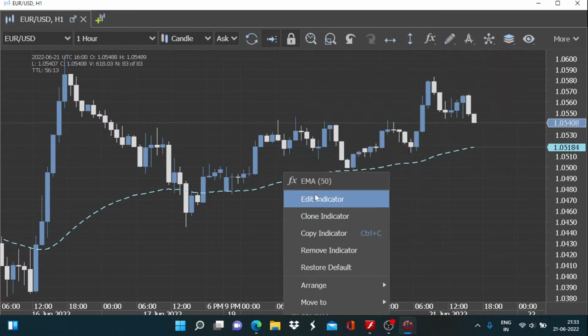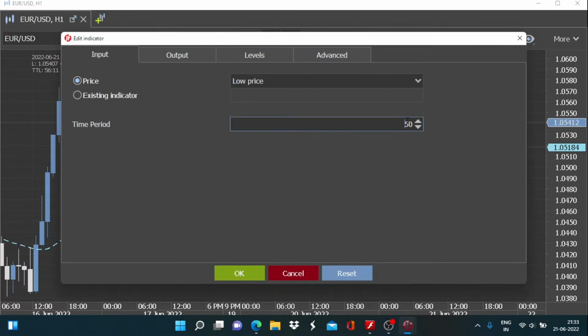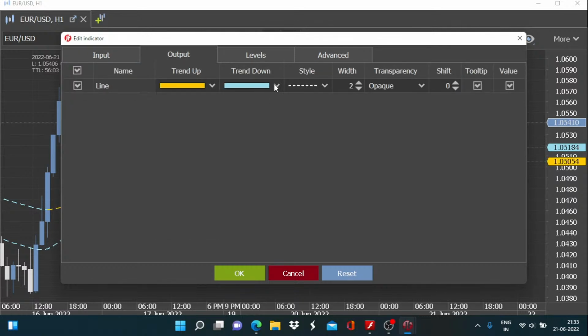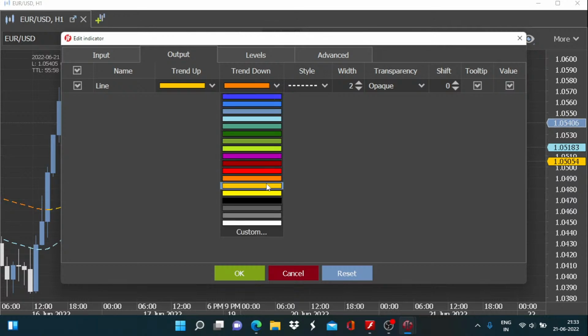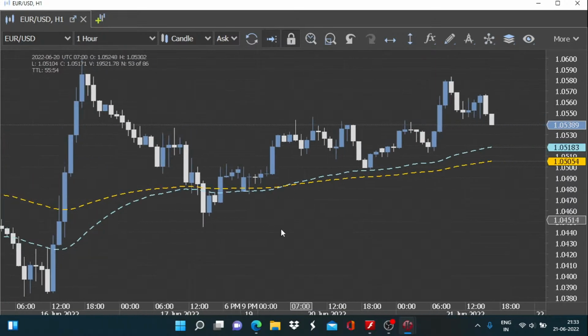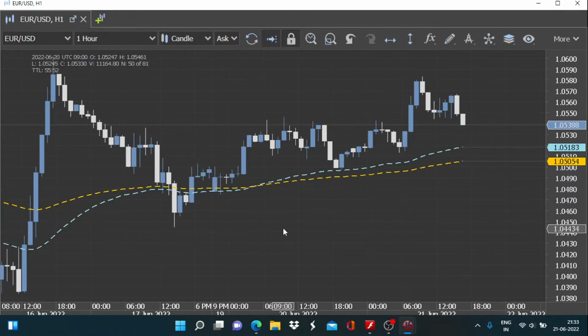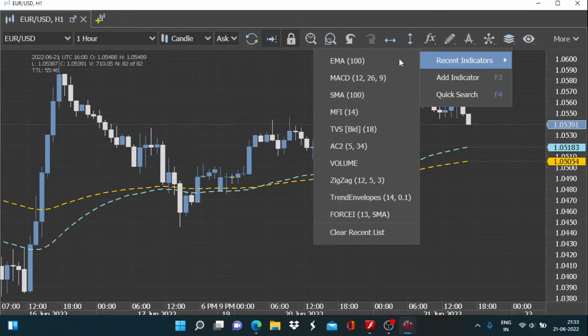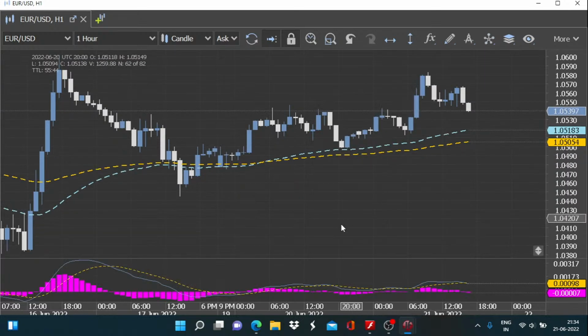This I will change to 100. So we will be using the combination of 50 and 100 EMA. And let me also change the color combination here. All right, so we have these two EMA lines plotted on the hourly time frame of the Euro USD chart. Now we have to search for MACD, and here comes the MACD.